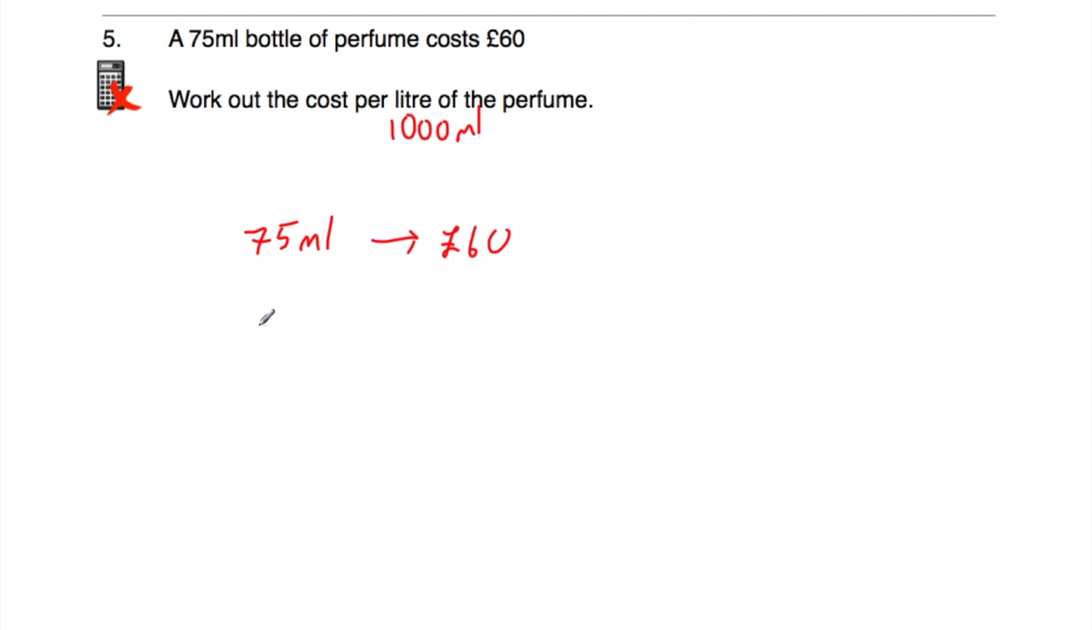So what I'm actually going to do in this question is find the cost of 25 millilitres. I'm going to divide by 3. And if I divide by 3, that would tell me the cost of 25 millilitres. 60 divided by 3 is equal to £20. So that means that 25 millilitres would be equal to £20.